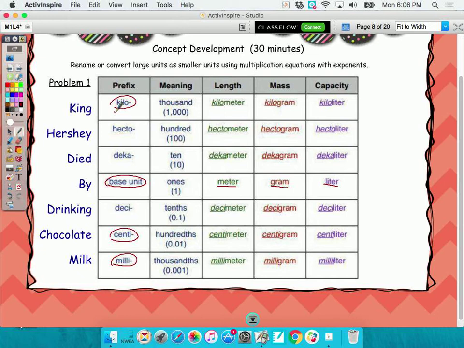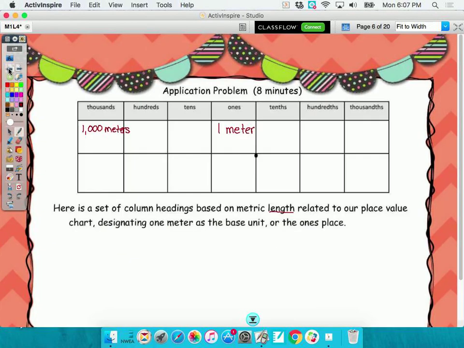So my base unit will be in the ones place, and my kilo will be in the thousands place. Then if I look at centi, we've got hundredths, and milli, we have thousandths. We don't really use centigram or centiliter, but again, I think you could figure it out because centi means 100. So let's take a look at this. If I have 1,000 meters, that's called 1 kilometer.